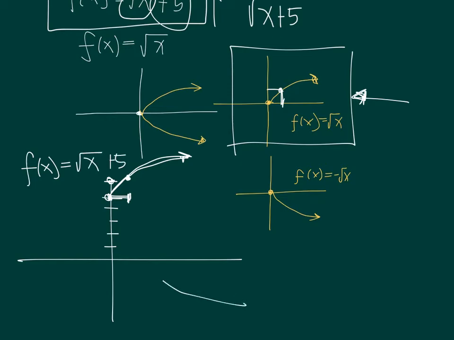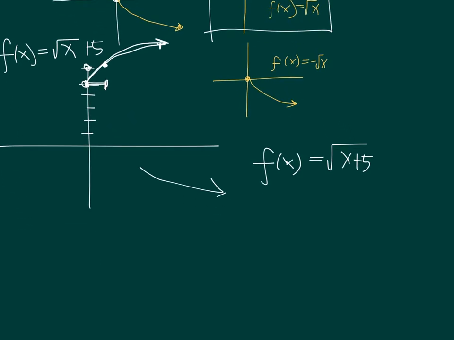Now to extend the idea, if I have f of x equals the square root of x plus 5, then that would mean the graph will be moved 5 units to the left. So 1, 2, 3, 4, 5. So the point is now here. The second point is just 1 unit to the right and above. So this will be the graph. So make sure that the graph follows a curved path and not a straight line.